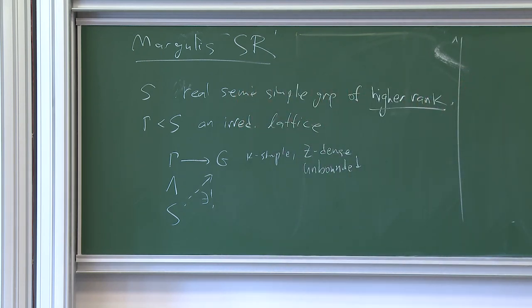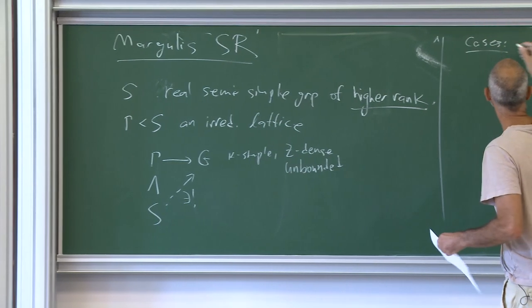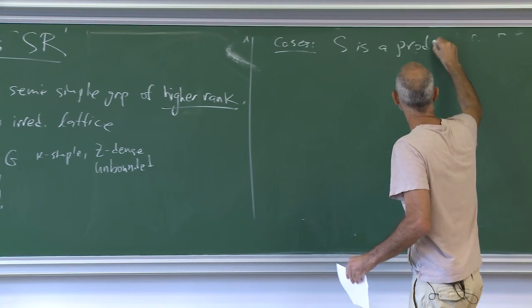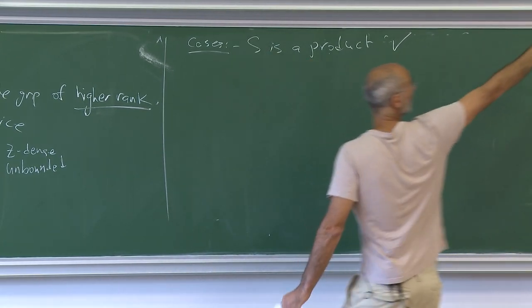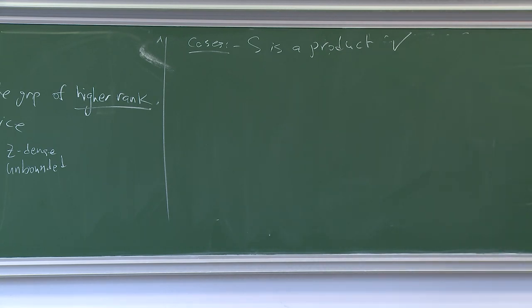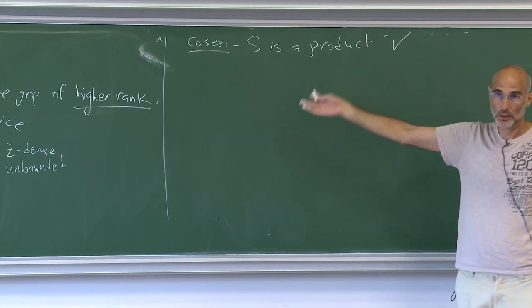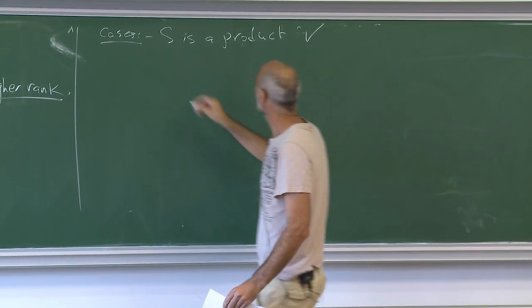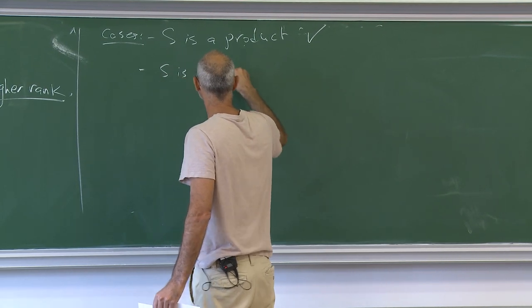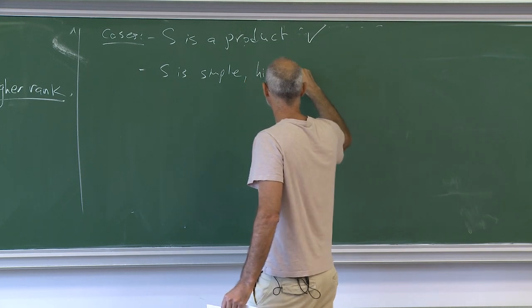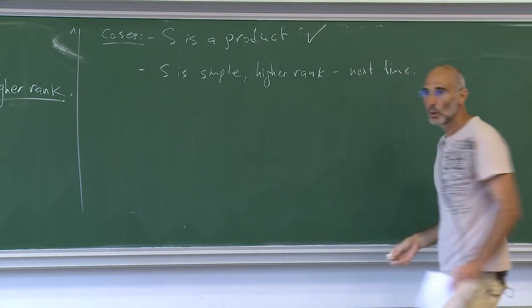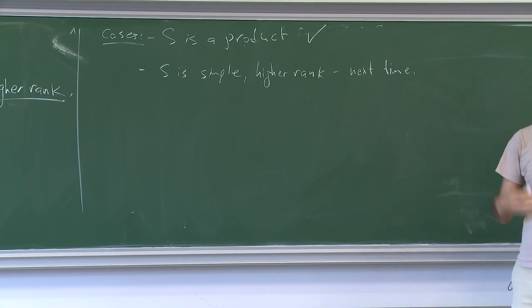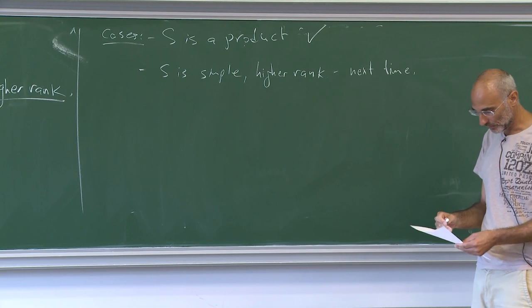Now, we have two cases to consider. S is a product. And this case is done, or it is done by this more general theorem that I proved, which did not assume any algebraic structure on S, only the product structure. Semi-simple, non-simple, in fact, falls into this picture. Or S is simple, of higher rank. And this we'll do next time. But now I want to tell you that we are very close to it and to say something about the relevant idea.